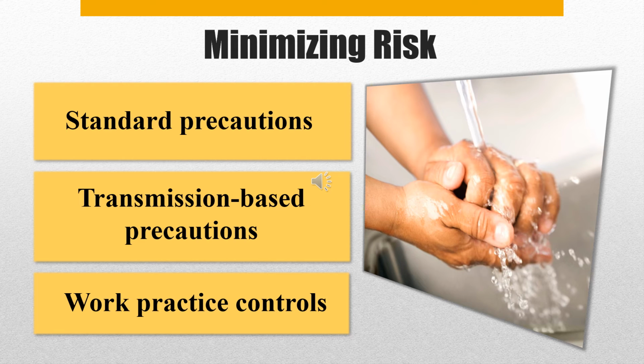Transmission-based precautions. Transmission-based precautions are used in addition to standard precautions. They should also be used when dealing with individuals who are known to be infected. Again, this may be utilizing gloves, PPE, also using a mask.